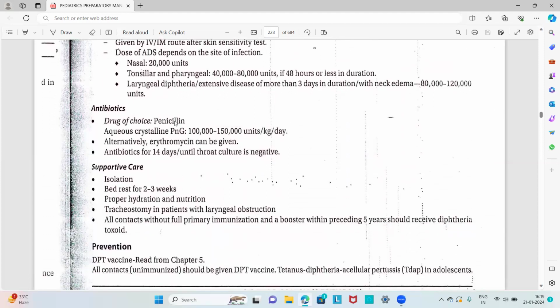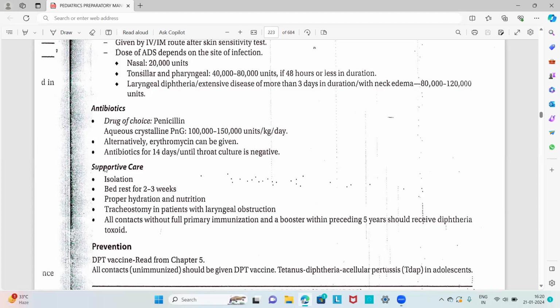Then also we have to give the antibiotics. The drug of choice is penicillin, that is, aqueous crystalline penicillin G, 1 lakh to 1,50,000 units per kilogram per day should be administered. Alternatively, erythromycin can be given. And antibiotics are given for 14 days, until the throat culture is negative.